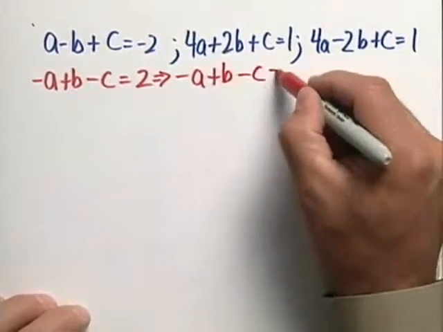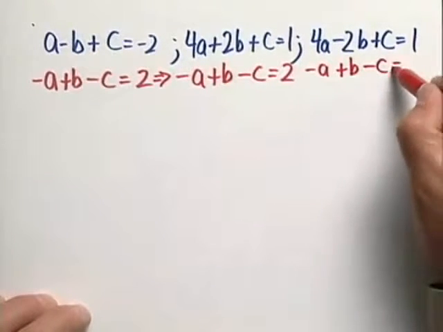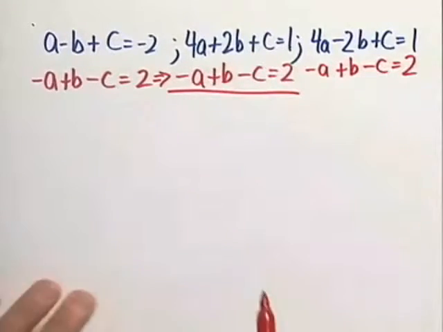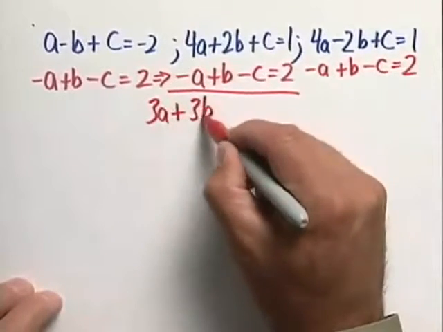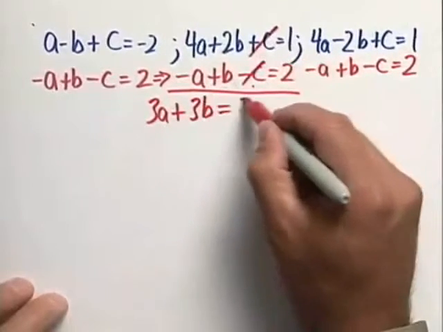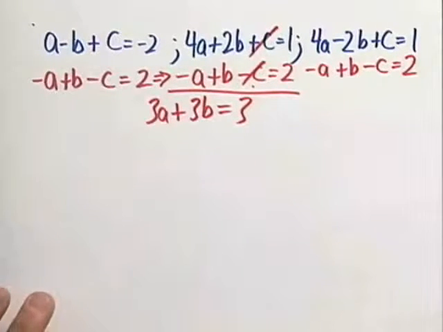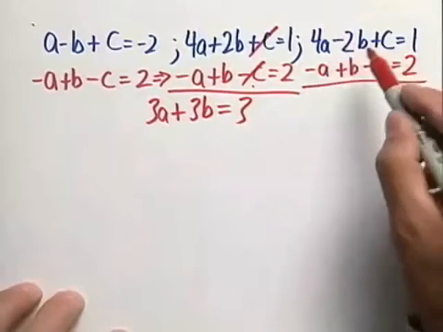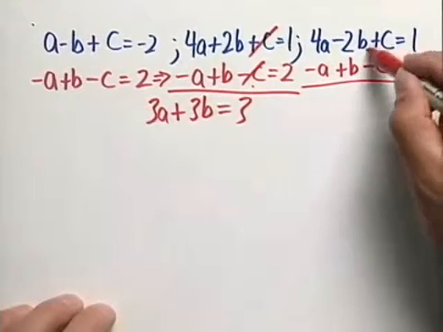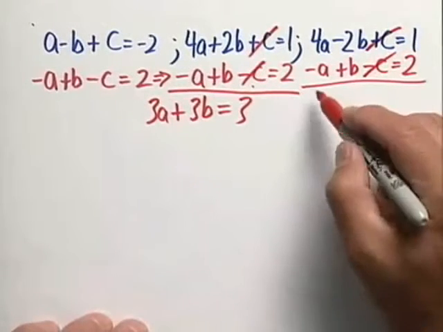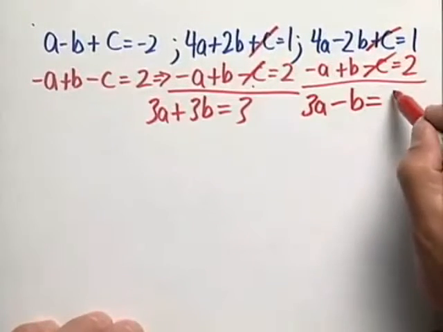-a plus b minus c is equal to 2. Same equation right here, and we'll get back to this in one moment. Adding down the columns, we obtain the equation 3a plus 3b. By design, the c's cancel. That is then equal to 3. So we now have an equation in terms of a and b only. Let's look at our third equation, 4a minus 2b plus c equals 1. Again, adding our transformed equation number 1 gets our c's to cancel out. From this we obtain the equation 3a minus b is equal to 3.